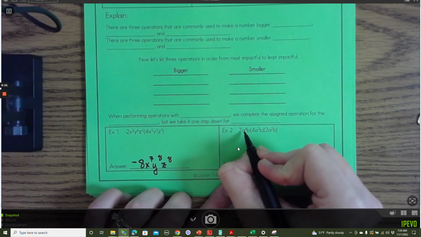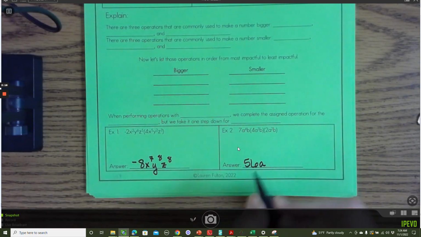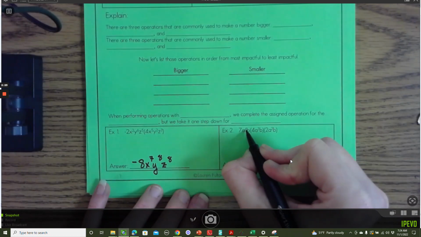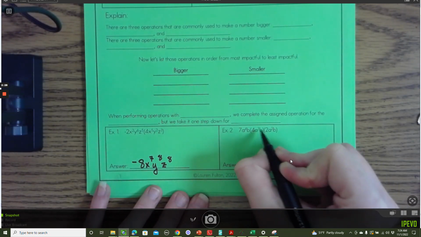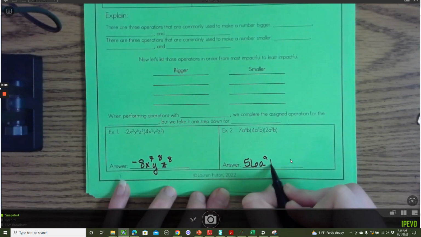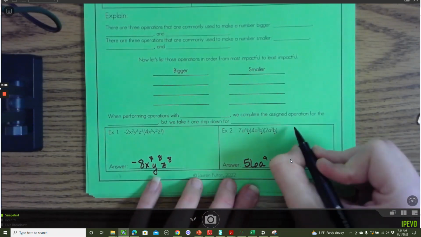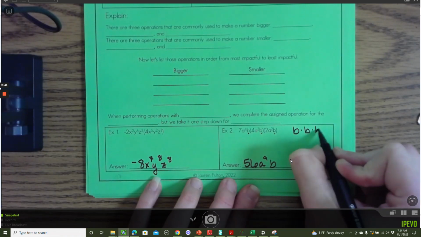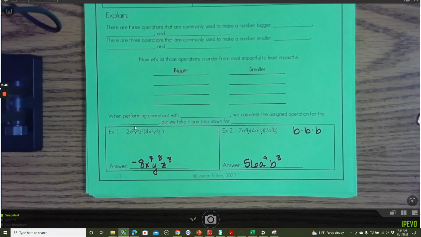All right, our next variable is an a, and when we're writing variables down, we put them in alphabetical order, highest exponent first. So a to the 4th, a to the 3rd, a to the 2nd. 4 plus 3 is 7, plus 2 is a 9. And then we've got b. So we've got a b, and a b, and a b. So what we're doing is b times b times b, which we can write as b cubed.